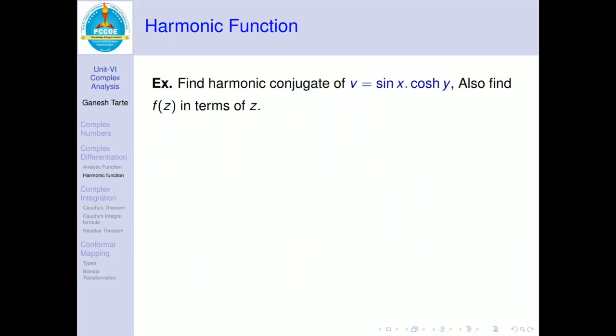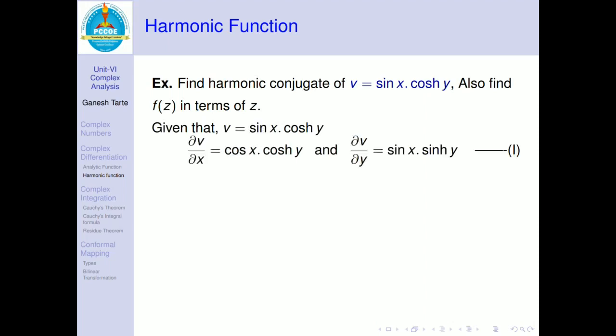Second problem: find the harmonic conjugate of v is equal to sin x into cos y, and also find f of z in terms of z. Now it is a little bit different. V is given, we have to find its harmonic conjugate, that means u, and f of z in terms of z, which means somewhere we have to apply the Milne-Thomson method. So let us begin with v. V is given, therefore we find its first order derivatives. V with respect to x is cos x cos hyperbolic y, and v with respect to y is sin x sin hyperbolic y. Suppose it is equation number 1.